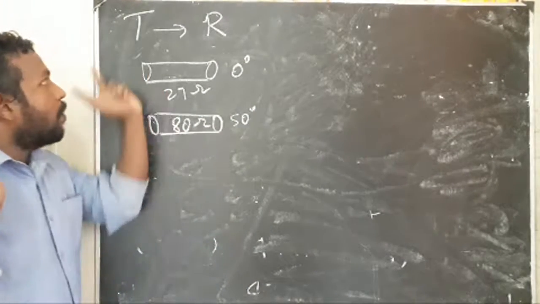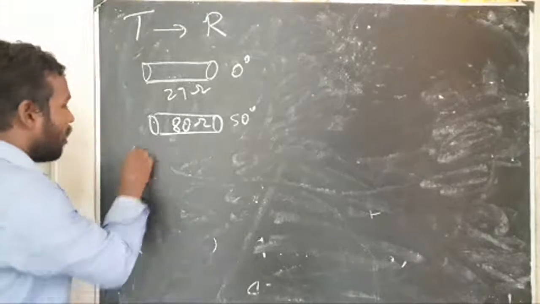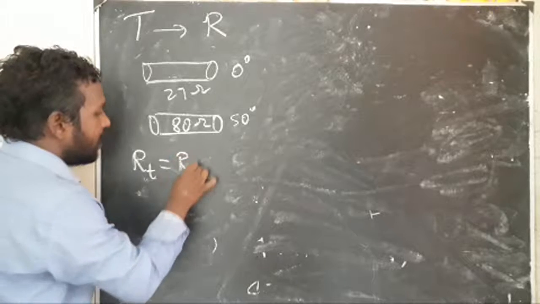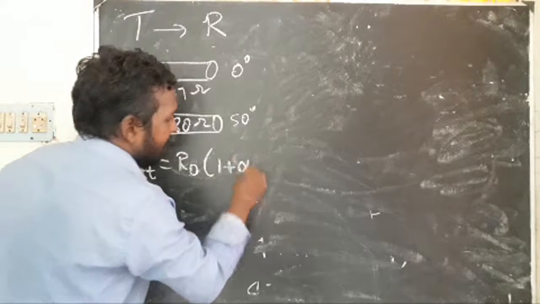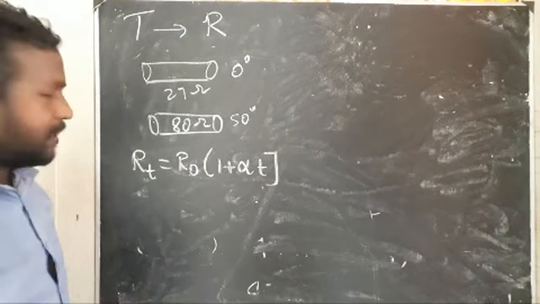So, temperature versus resistance. I'm going to give one specific equation: R_T is equal to R_0 (1 plus alpha t). We don't have any special derivation for this, it is a direct formula only.